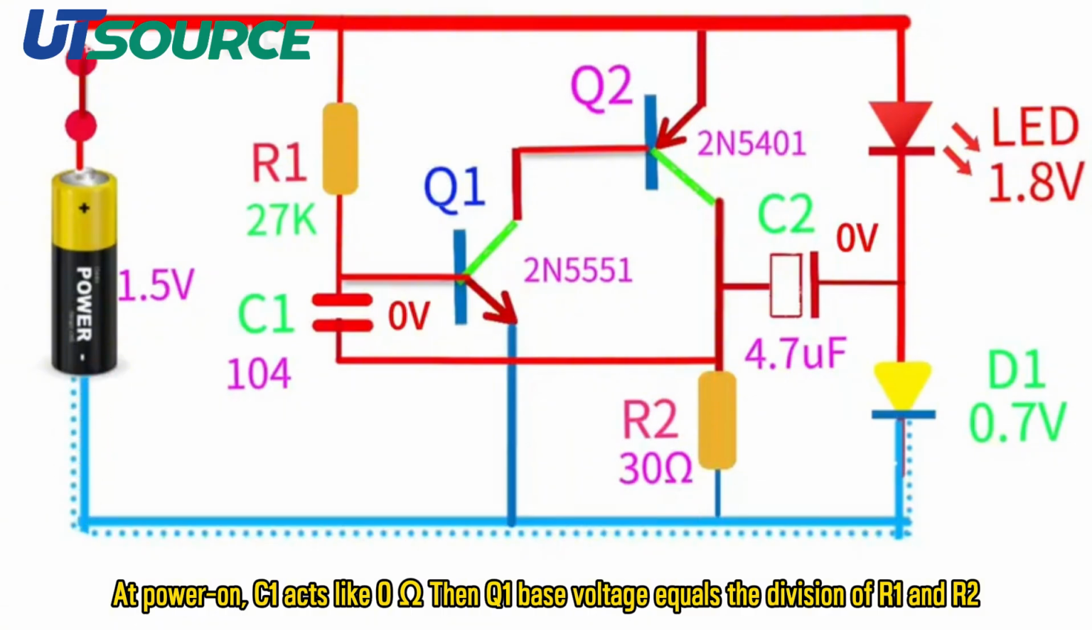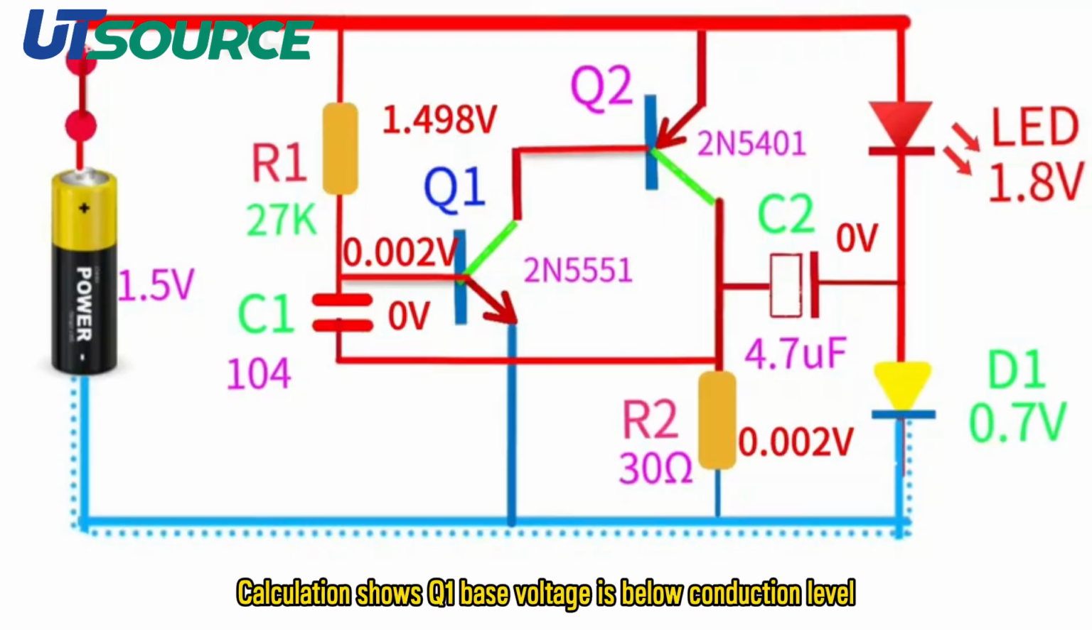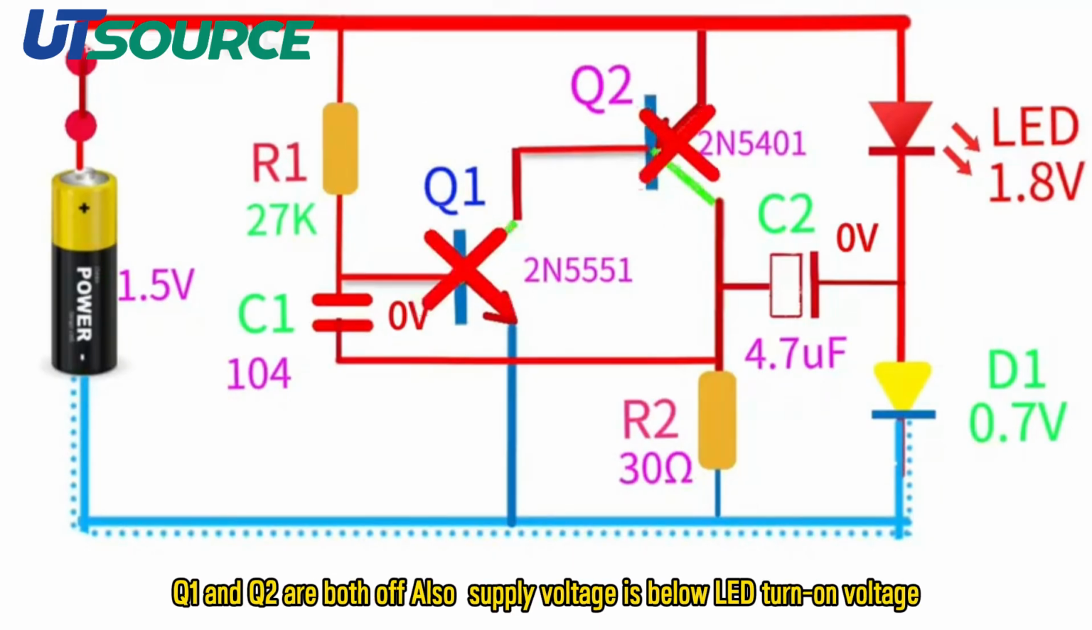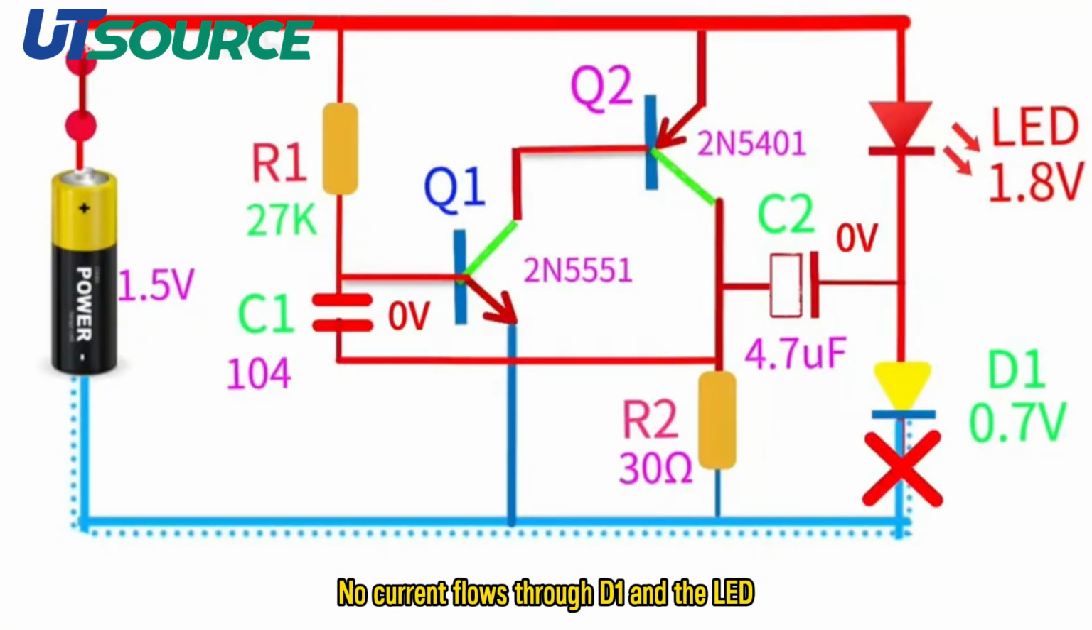At power on, C1 acts like 0, then Q1 base voltage equals the division of R1 and R2. Calculation shows Q1 base voltage is below conduction level. Q1 and Q2 are both off, also supply voltage is below LED turn-on voltage. No current flows through D1 and the LED.